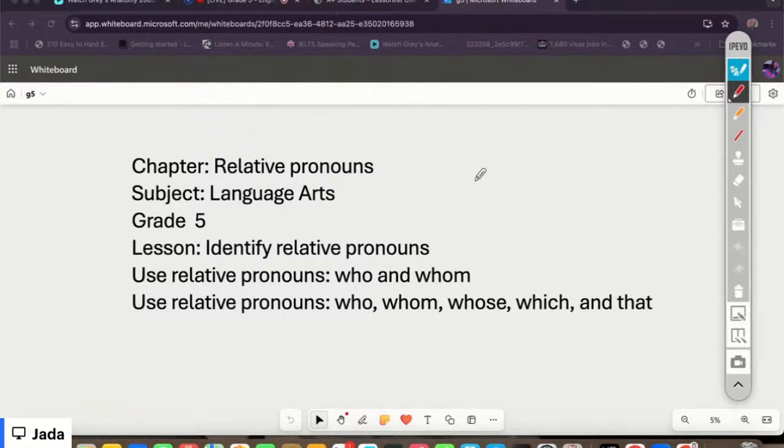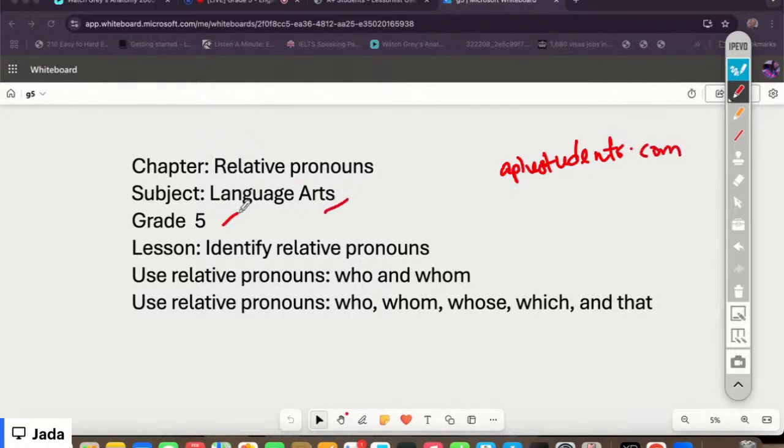Today, our lesson will be relative pronouns. First, you have to log in using aplusstudent.com. So you click on your name, you move on to language arts, grade 5, and the chapter is relative pronouns. Our lesson will be identify relative pronouns, use relative pronouns who and whom, and use relative pronouns who, whom, whose, which, and that.